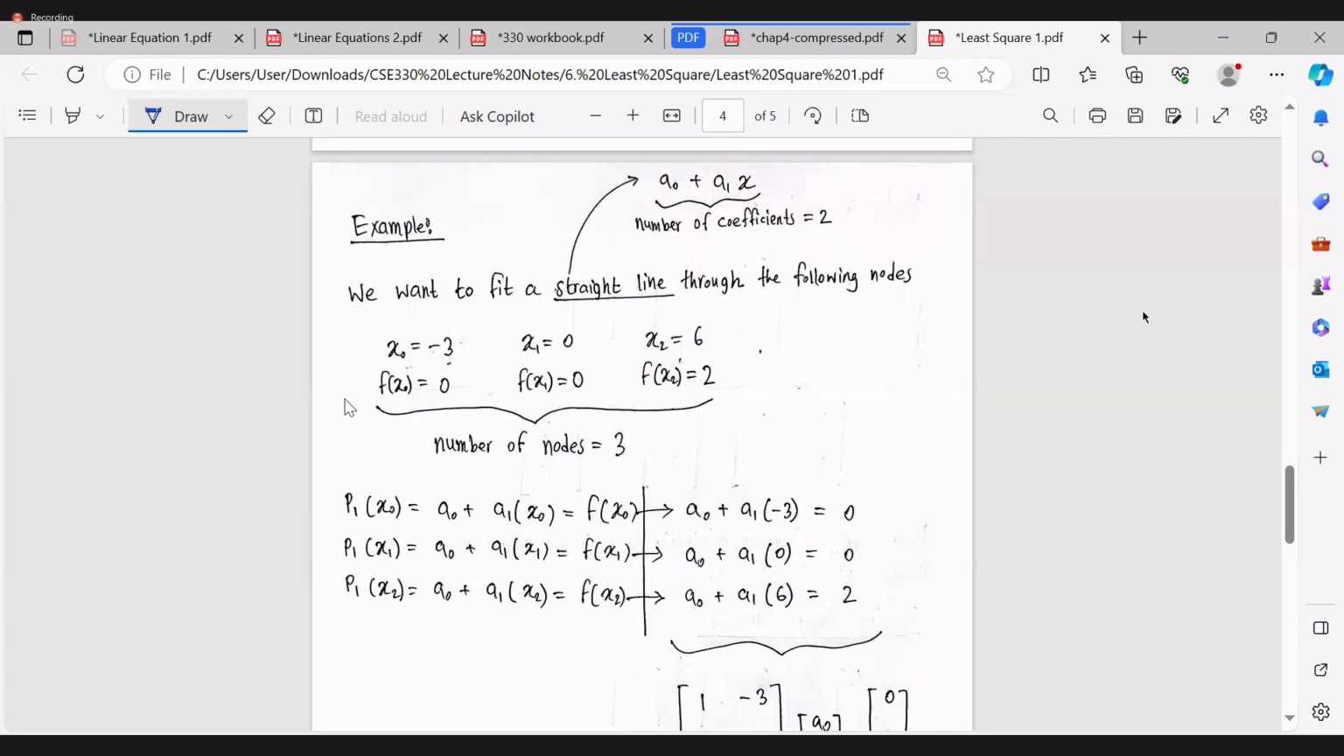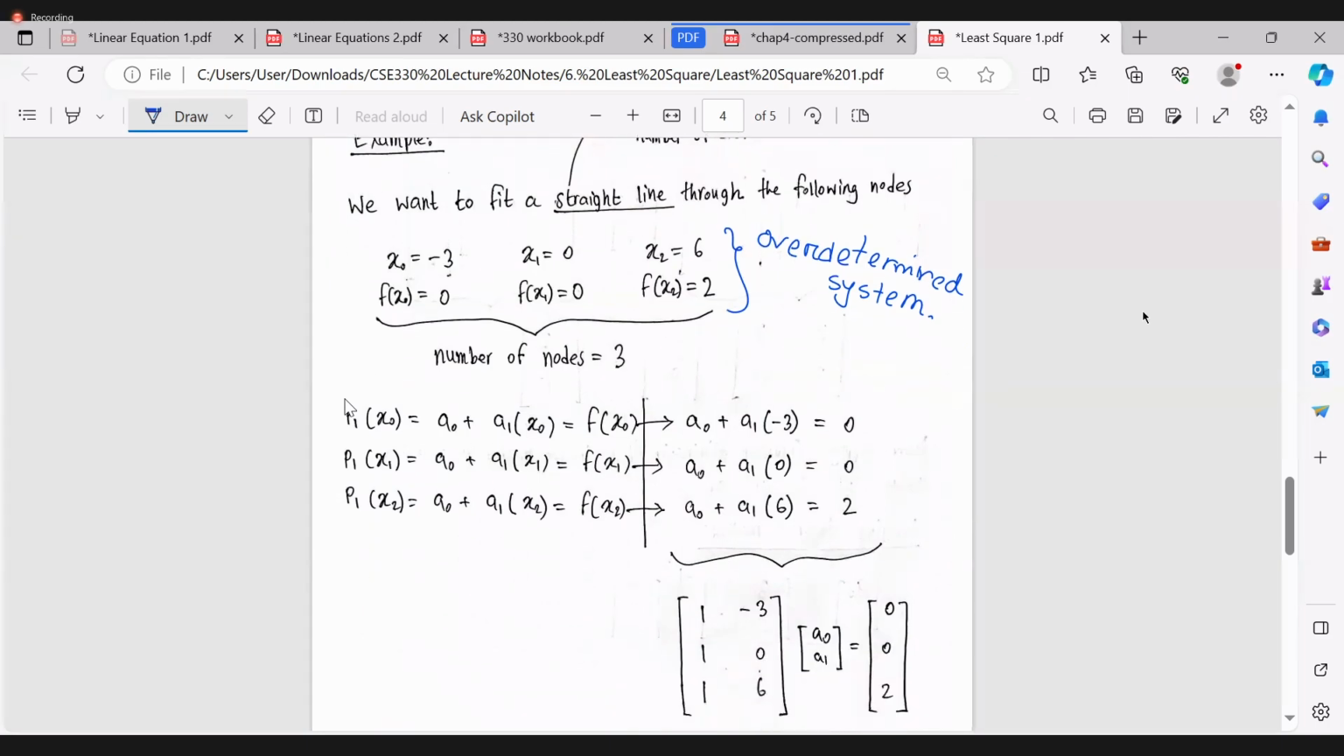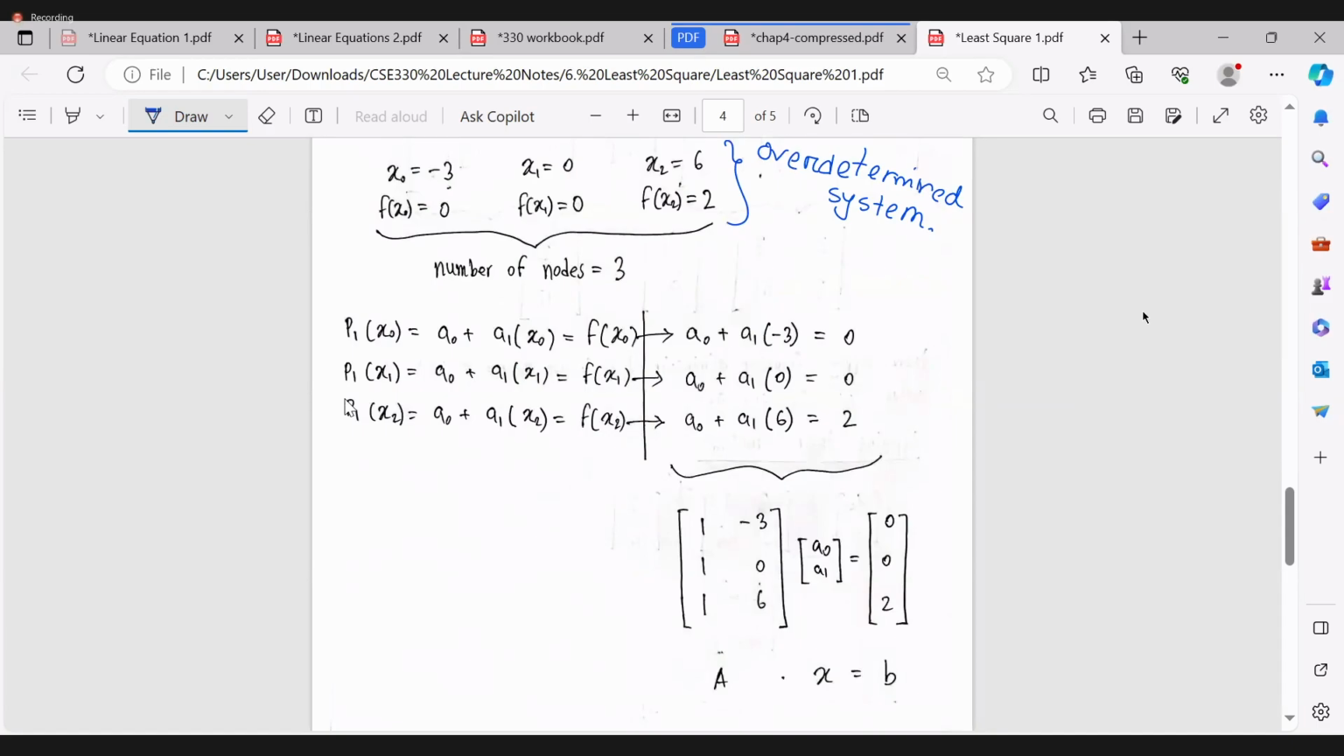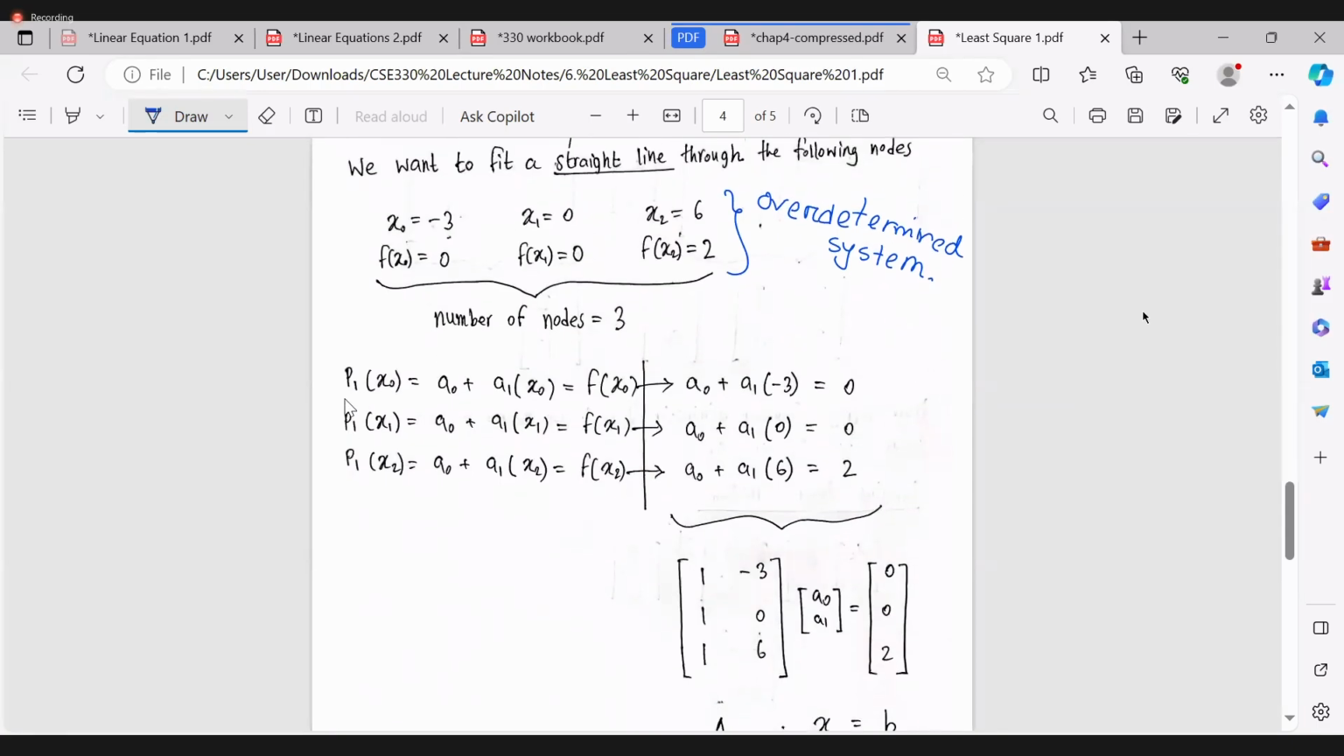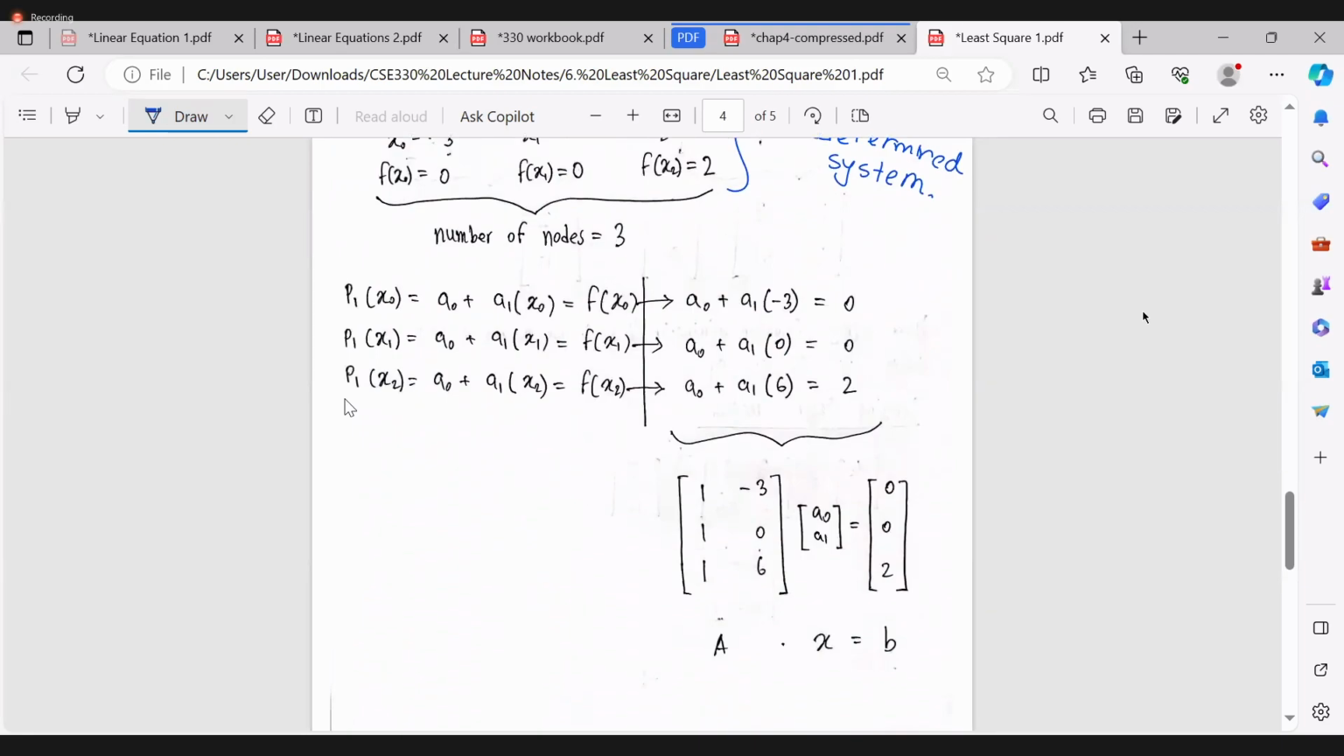So this is a clear case of an overdetermined system. A polynomial of degree 1 looks like this.